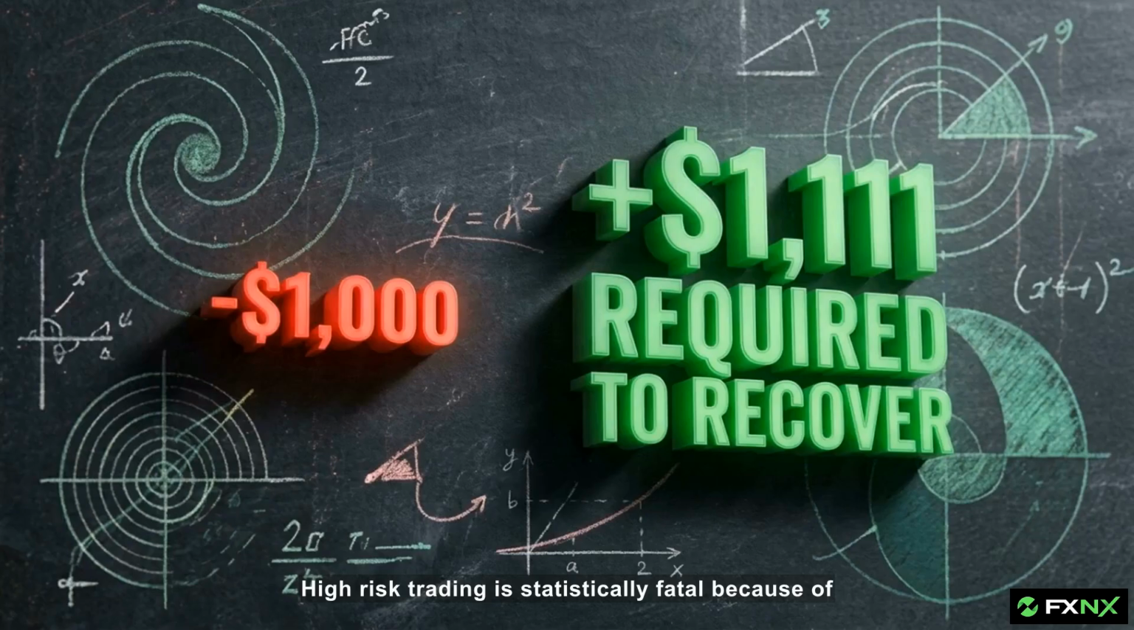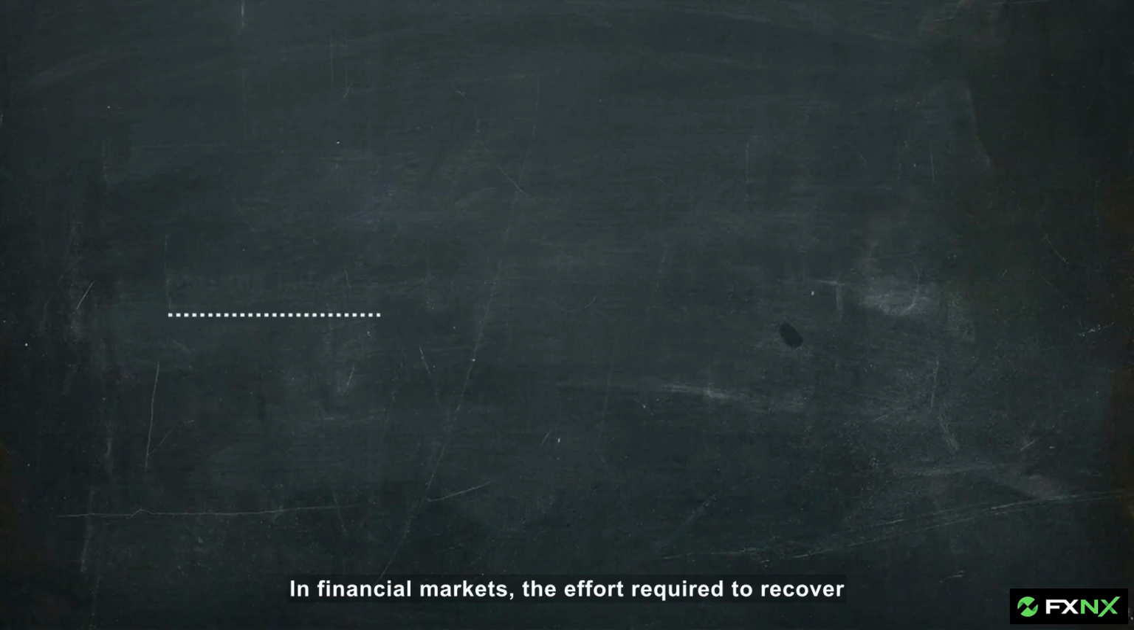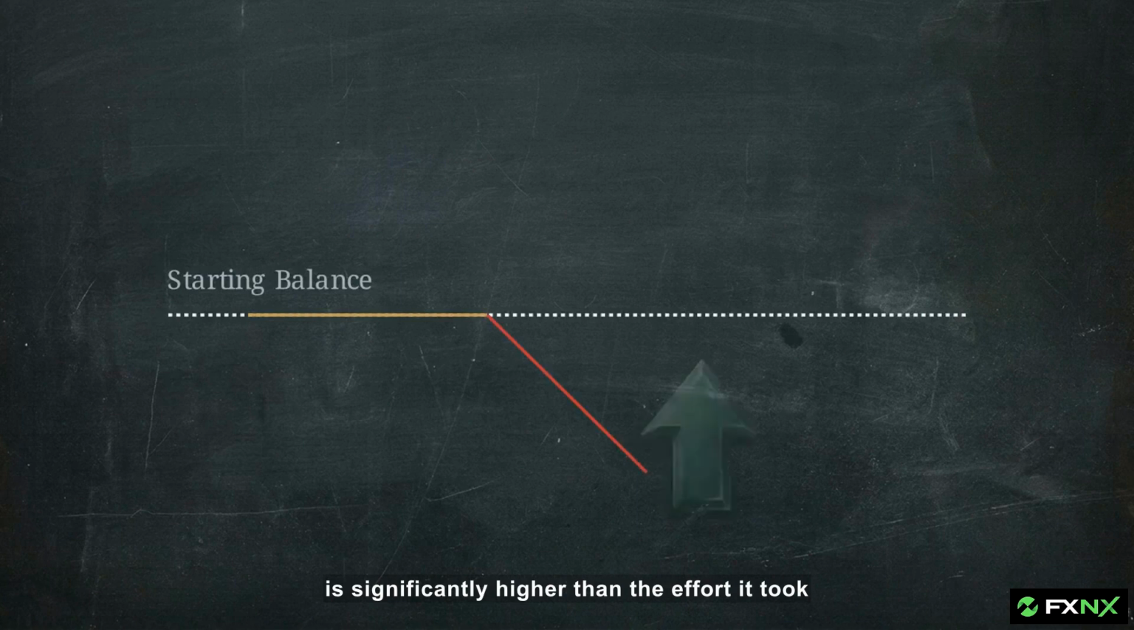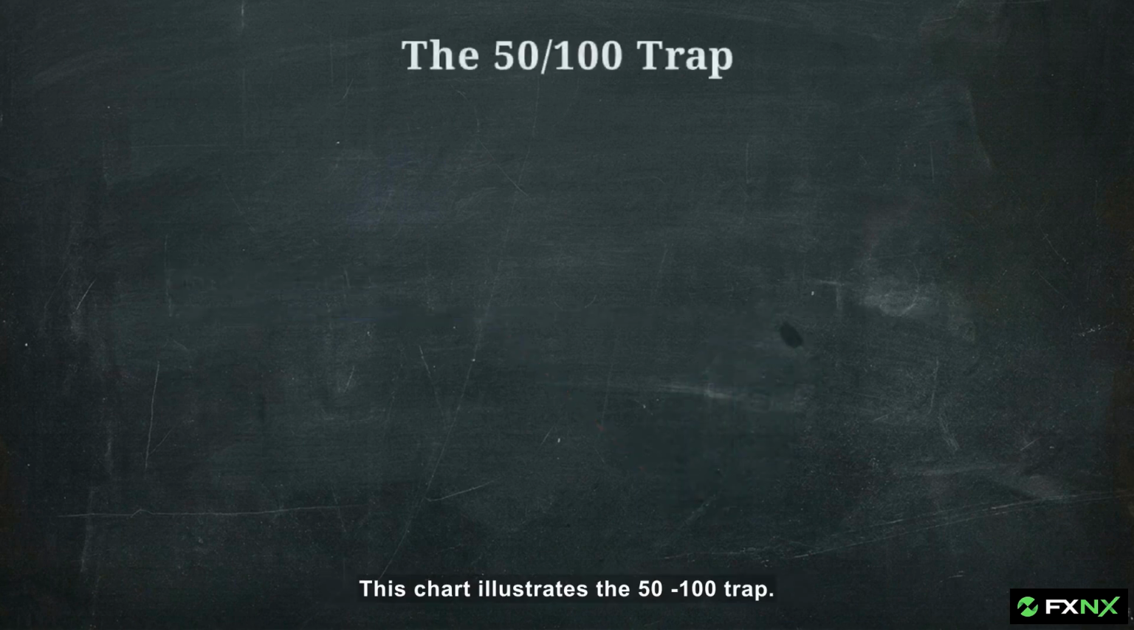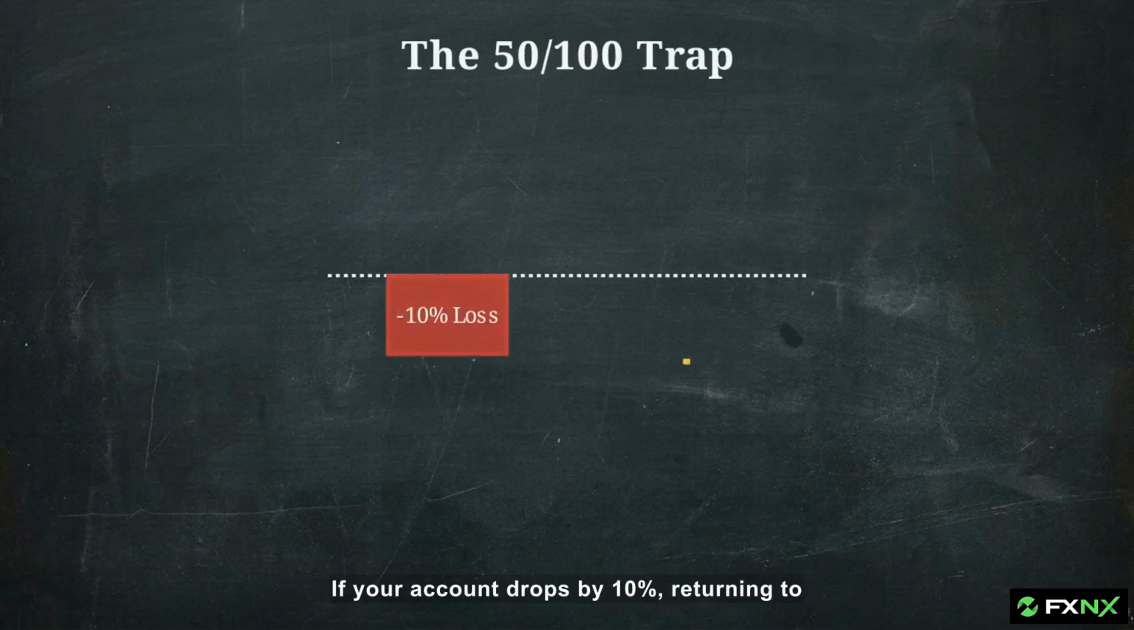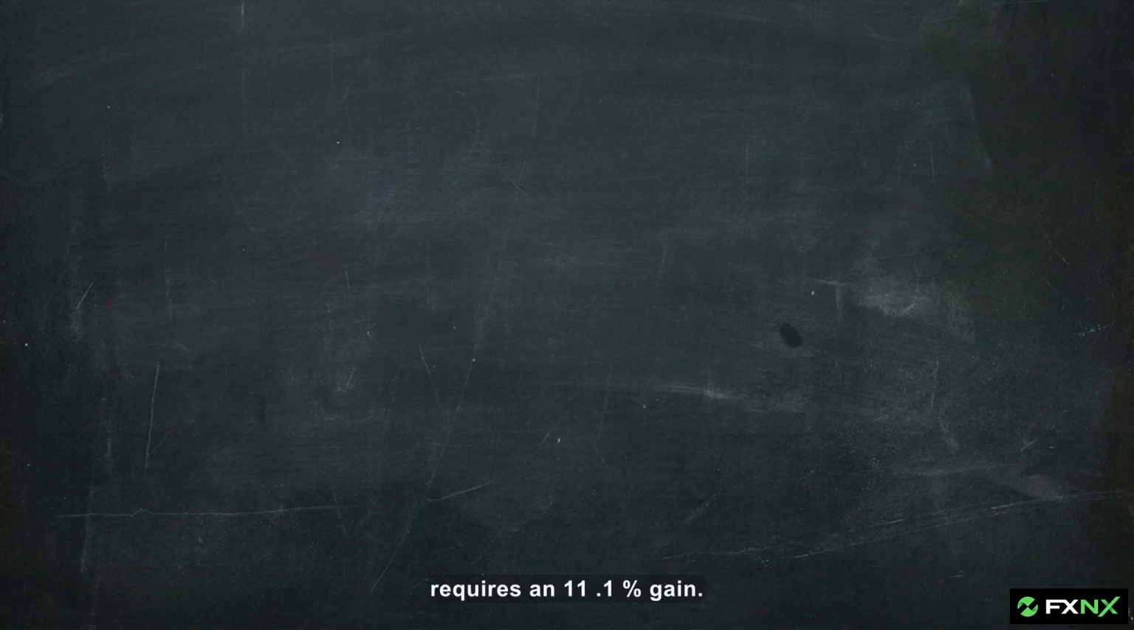High-risk trading is statistically fatal because of the asymmetry of loss. In financial markets, the effort required to recover capital is significantly higher than the effort it took to lose it. This chart illustrates the 50-100 trap. If your account drops by 10%, returning to your starting balance requires an 11.1% gain.